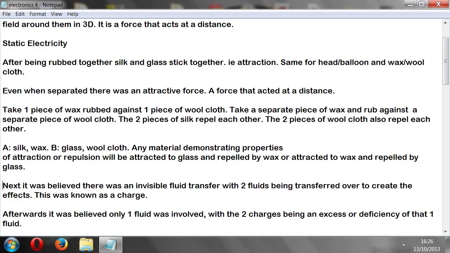Next, there was an invisible fluid transfer, with two fluids being transferred over to create the effect, known as charge. I sort of thought there are actually these two fluids going over, and they're both creating it. It's like some sort of charge, and you can see how it could be seen as a charged effect. Probably, I guess, it must have come from a charged situation or something like that, which is where there seems to be an atmosphere. Maybe it's that sort of feeling.